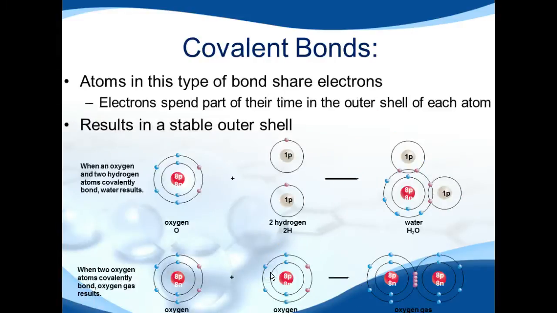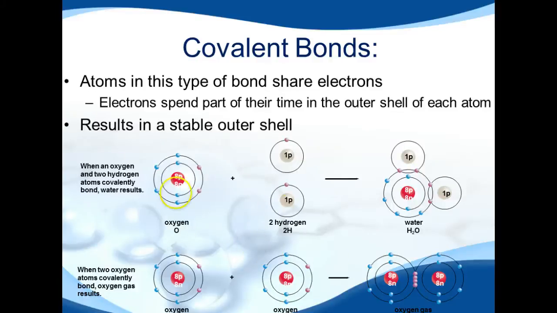The next type of bond that's going to be important for us is the covalent bond. Atoms in a covalent bond share electrons. So what happens is the electrons spend part of their time in the outer shell of each of the atoms that are involved in the bond. And so that results in a stable outer shell.